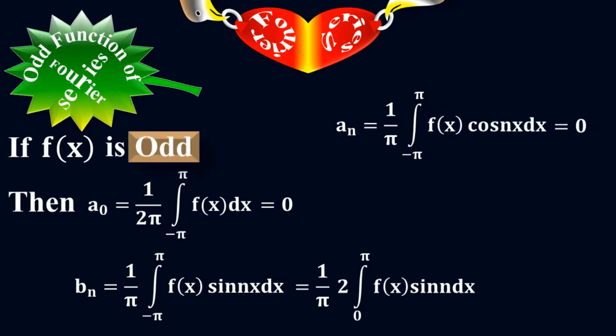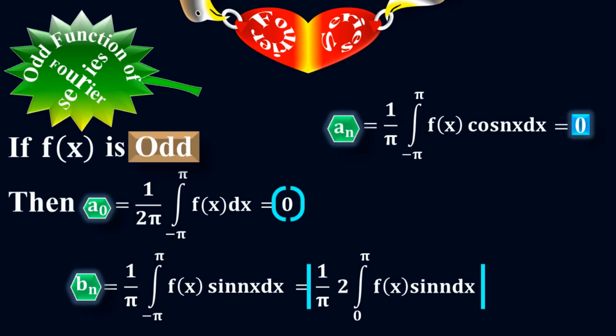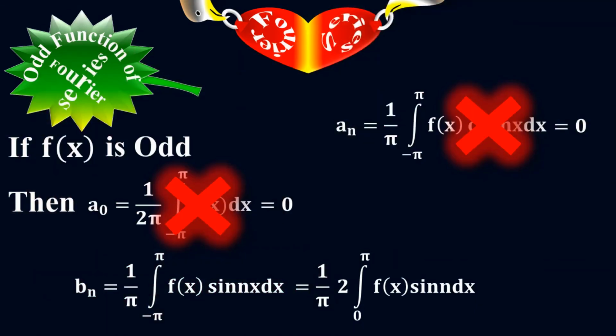So if I have an odd function of Fourier series, my a sub naught is 0. I have only b sub n, and my a sub n is also 0. So I have nothing to do with a sub naught and a sub n. I have only b sub n if the function is odd in Fourier series.